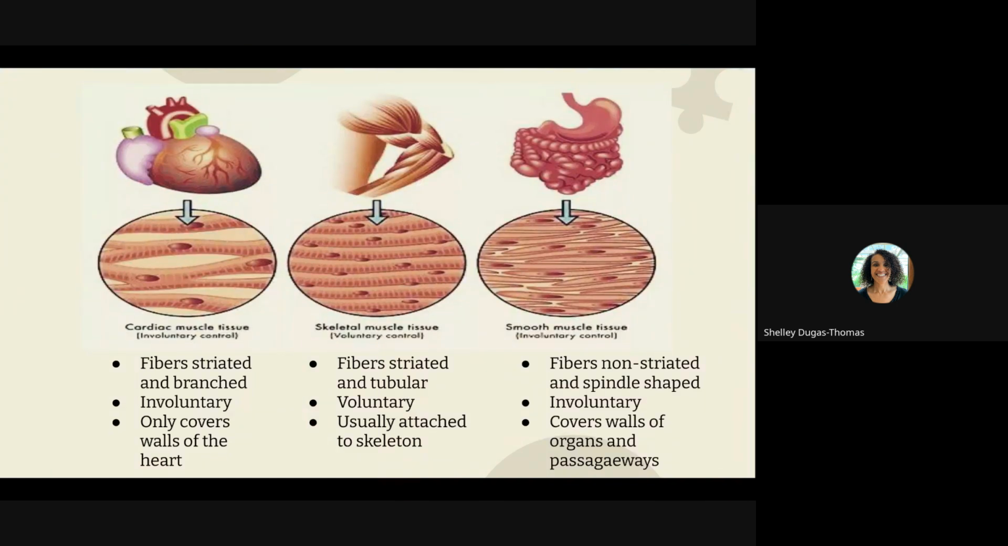Let's take a quick look at the muscular side of the system. We have three distinct types of muscle: cardiac, which is involuntary, striated, and involves the heart walls; skeletal, which is voluntary, striated, and moves our bones; and smooth, which is involuntary, non-striated, and lines hollow organs.